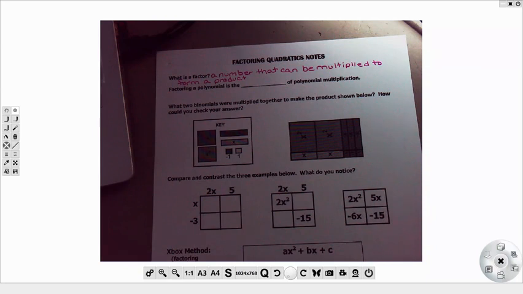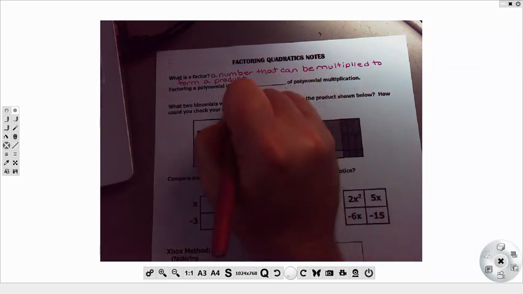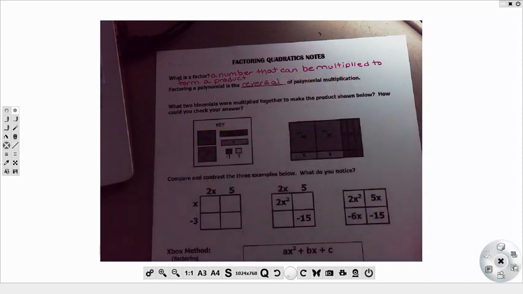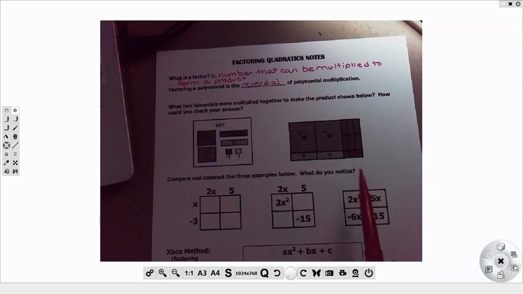So when we're factoring a polynomial, it's the reversal of polynomial multiplication. So instead of us knowing the factors and multiplying, we're now going to reverse it. We know the answer, we have to figure out what the factors are. Okay, so we can look at problems and figure out what factors were used.